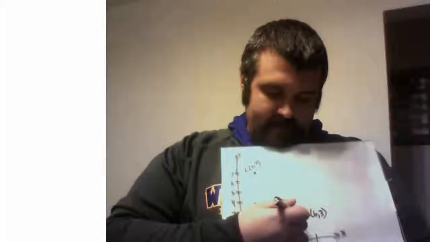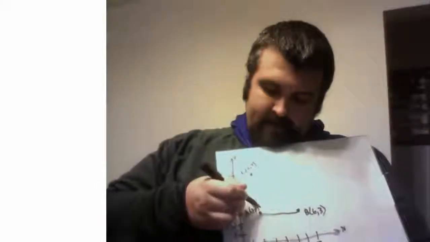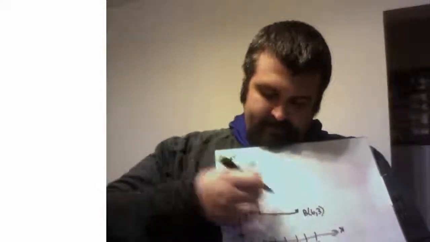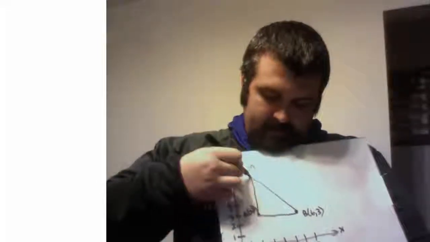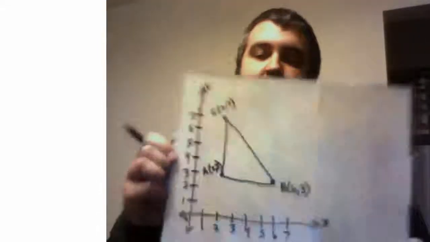Now that I have my 3 points, I just connect the dots. Normally I'd be using a ruler for this. And there we go. We have my triangle.